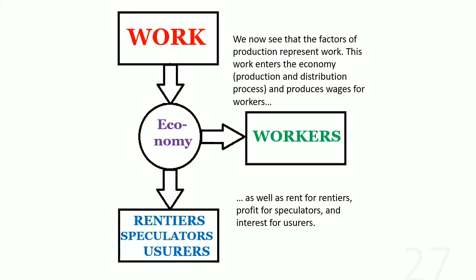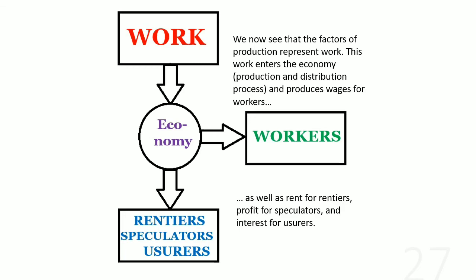Okay, so back to the thermoeconomic engine. So work is put into the economy in order to sustain workers. We now see that the factors of production represent work. This work enters into the economy, the production and distribution process, and produces wages for workers. But rentiers, speculators, and usurers also get a portion of the product of labor because they hold title to the means to produce. And so there is also rent for rentiers, profit for speculators, and interest for usurers.